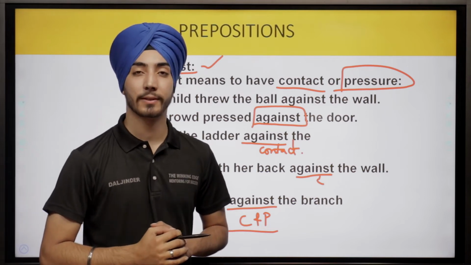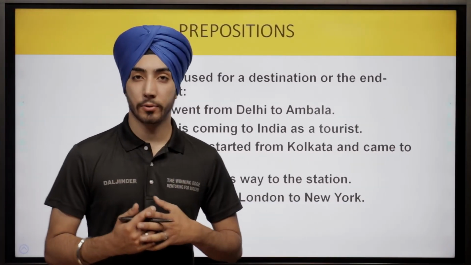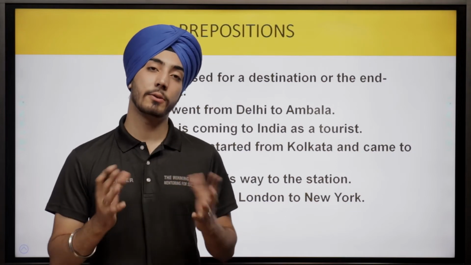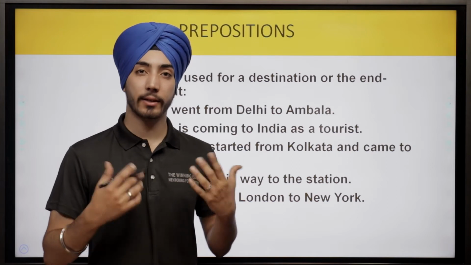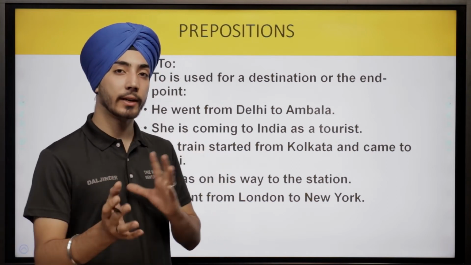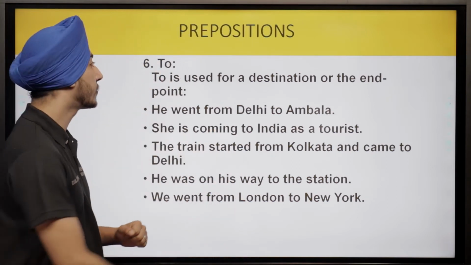Now let's look at the next one. Our next preposition is to. Now let us understand where we use to, and there is also a preposition towards. So first we will understand the meaning of to, and to and towards, I've seen a lot of children mix them up again. So let's understand it properly.